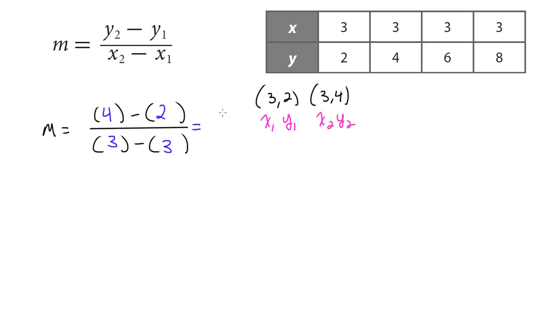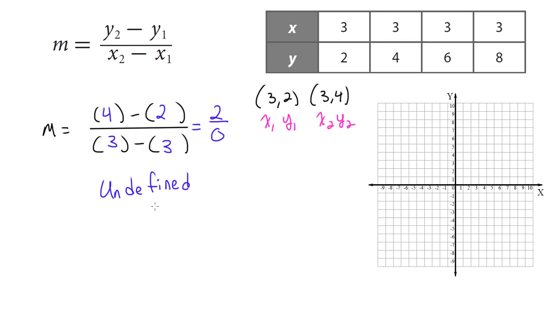So what is 4 minus 2? That's 2. And what is 3 minus 3? 0. So what would happen if you punched 2 divided by 0 into your calculator is your calculator would say error. And why is it? Because you cannot divide by 0. Now 0 divided by anything equals 0, but you cannot divide by 0. So this slope is actually undefined.